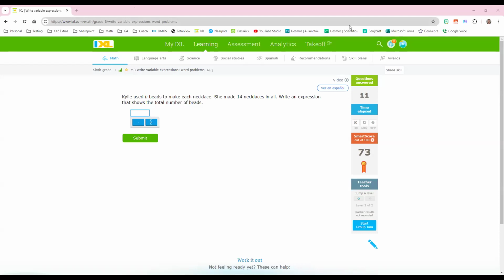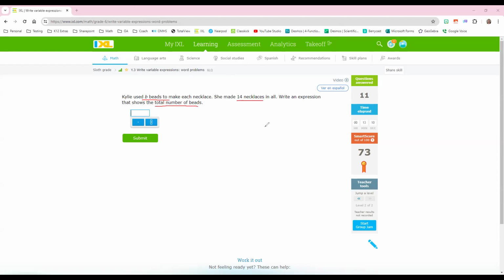Kylie used B beads to make each necklace. She made 14 necklaces in all. Write an expression to show the total number of beads. So B is how many beads. So B is standing for the beads that each necklace has. And then we know that she made 14 necklaces. So write an expression to show the total number of beads.